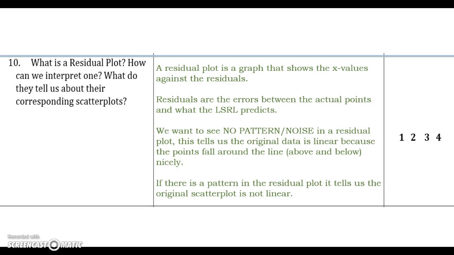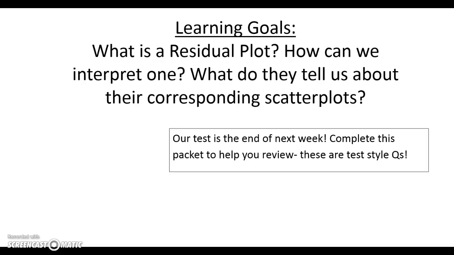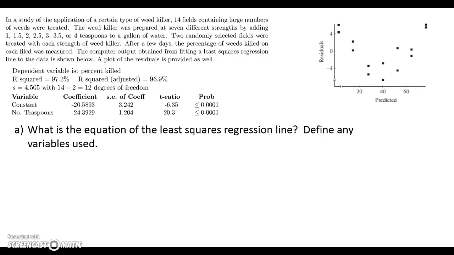I'm actually going to do one question with you today. So in your notes packet for today, we're going to look at a residual plot. So, in the study of application of a certain type of weed killer, 14 fields containing a large number of weeds were treated. So you can read through this, you can pause this. We have the different strengths of weed killer, in terms of number of teaspoons, against the percent of weeds that it actually killed. So we're thinking about spraying on the lawn.